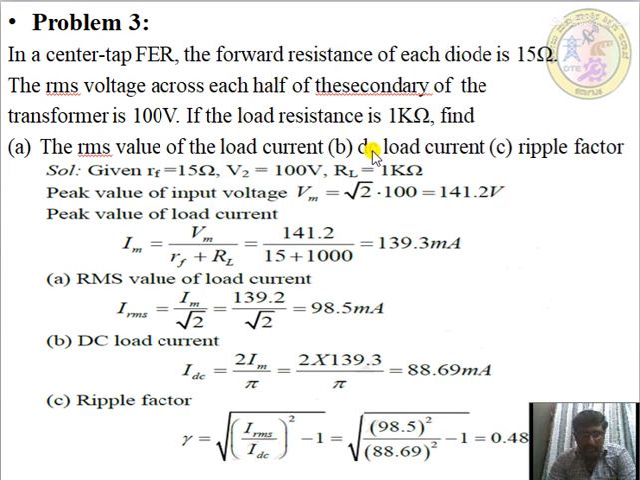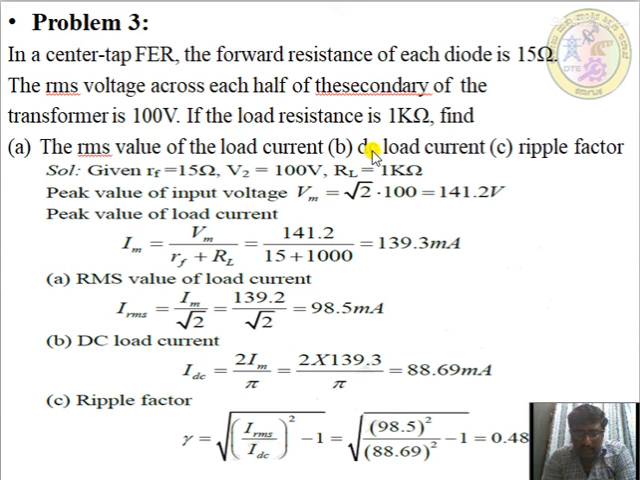So now we'll go through one problem for the full wave rectifier, the center tap full wave rectifier. The forward resistance of each diode is 15 ohm. The RMS voltage across each half of the secondary of the transformer is 100 volts, and the load resistance is 1 kilo ohm. Find A, the RMS value of the load current, B, the DC load current, and C, the ripple factor.